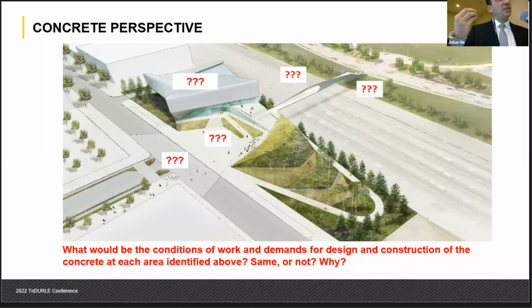And if you see where I'm going, concrete looks the same, but it's never going to be the same. You're going to have completely different demands for construction, completely different demands for design, and completely different exposure conditions that are going to drive the performance of the material in service. So for us to understand how concrete works and how we can make concrete durable, we need to understand all of this. Otherwise, we cannot make good solutions for the concrete.